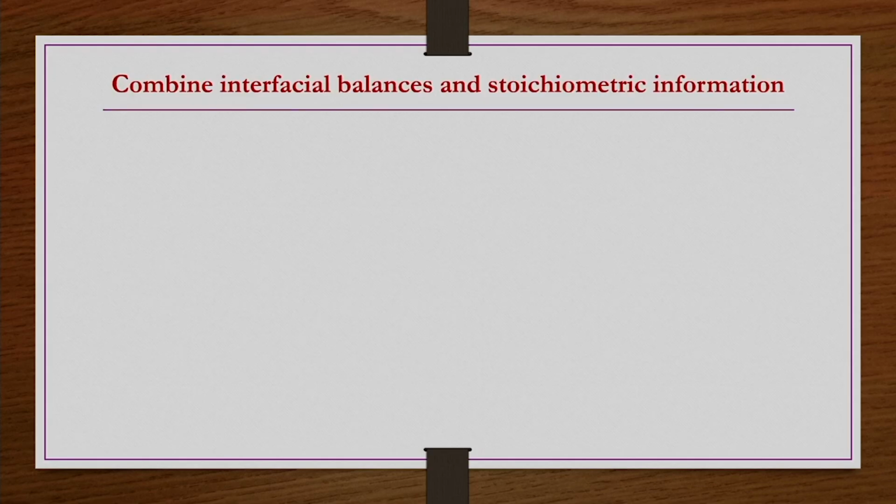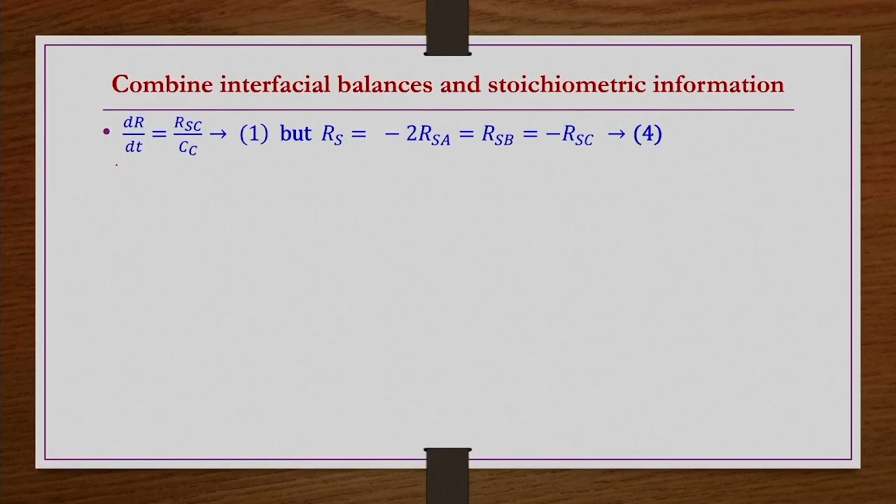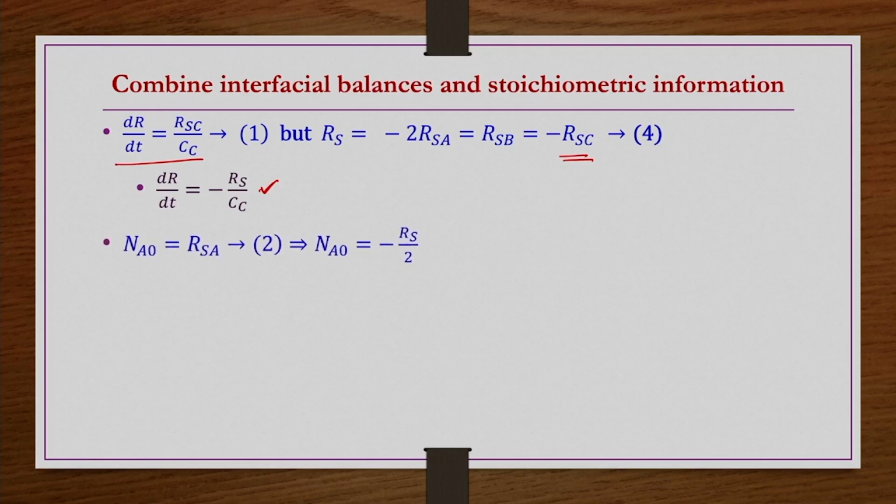Okay. So, the next step is combining interfacial balances and stoichiometric information. First balance, in the case of carbon particle, what did we get? We got dr by dt is equal to Rsc by Cc, and from equation number 4, Rsc is nothing but minus Rs, right. That means dr by dt is equal to minus Rs by Cc. So, now this dr by dt and flux we are relating to the rate of reaction with respect to the overall reaction Rs, rather than writing individually with respect to A, B or C. Okay. Then second balance, in the case of oxygen, we got Na naught is equal to Rsa. According to equation number 4, from the stoichiometric information that we had, Rsa is nothing but minus Rs by 2. So, Na naught is equal to minus Rs by 2.